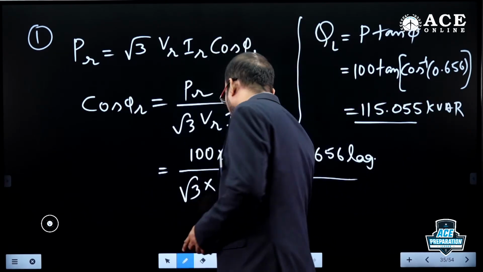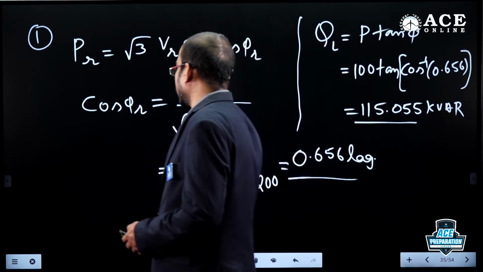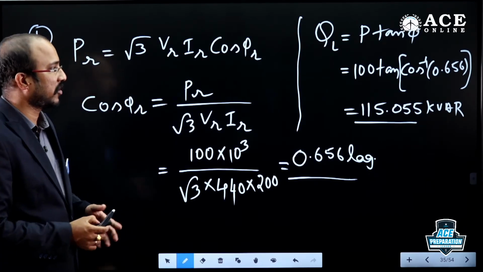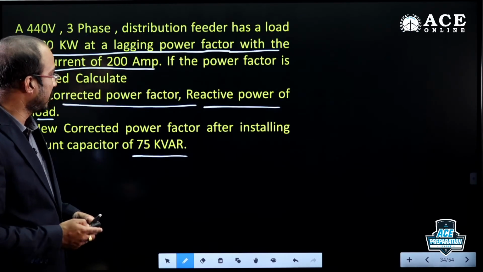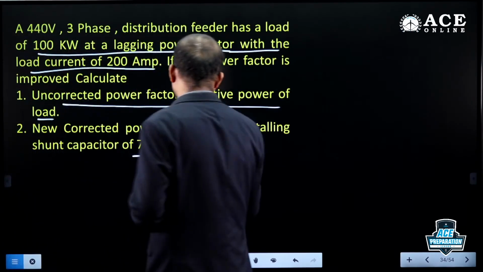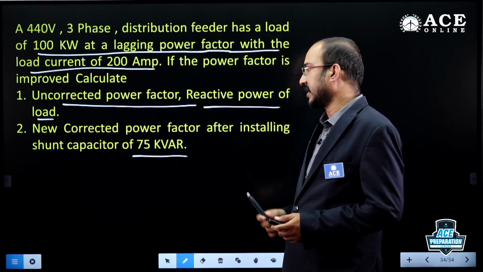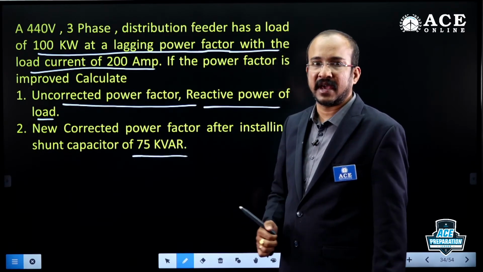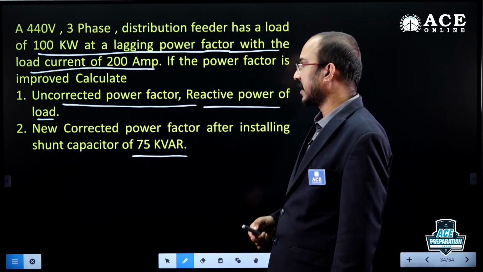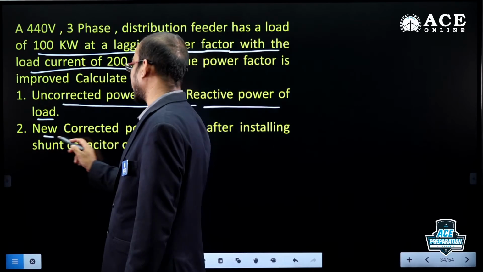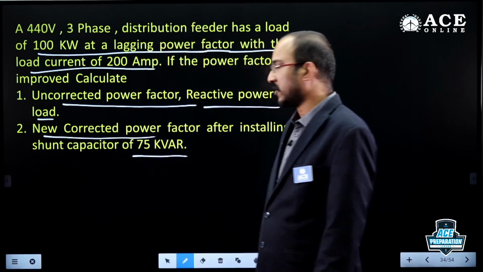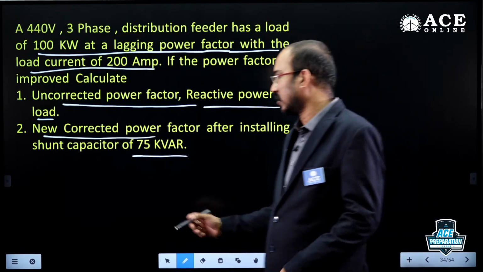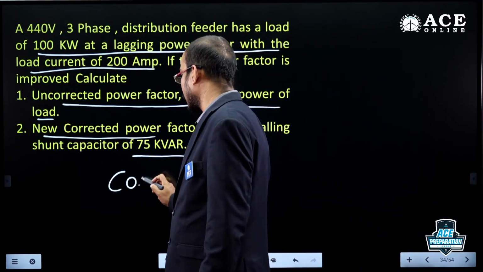Now, the first question was: what is the power factor of the load and what is the reactive power drawn by the load? Now, what he is saying is that the power factor is improved by connecting a shunt capacitor of 75 kVAR. What is the new corrected power factor? By using a shunt capacitor, there will not be any change in the real power drawn. So, what will be the value of cos phi?